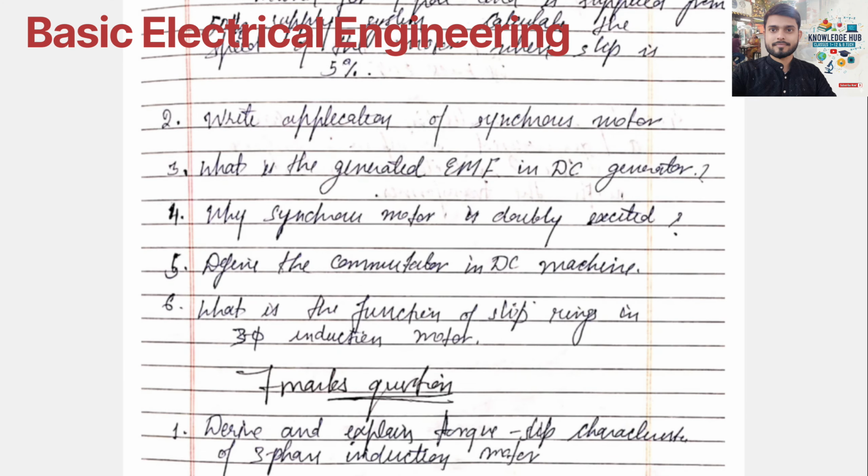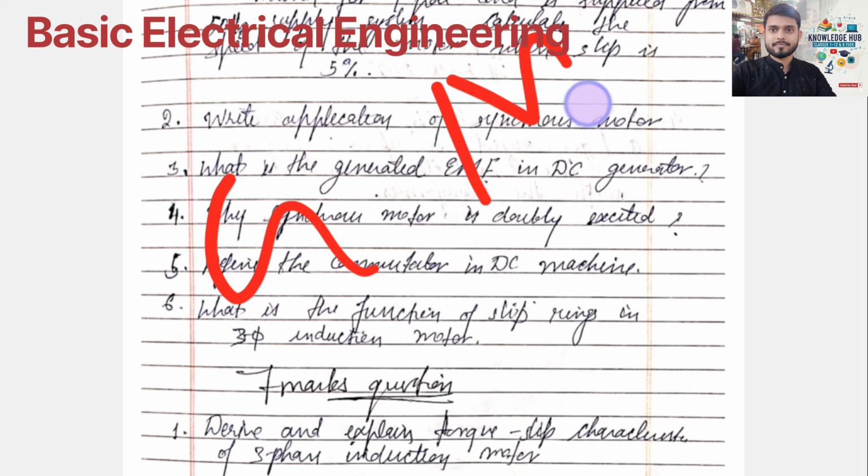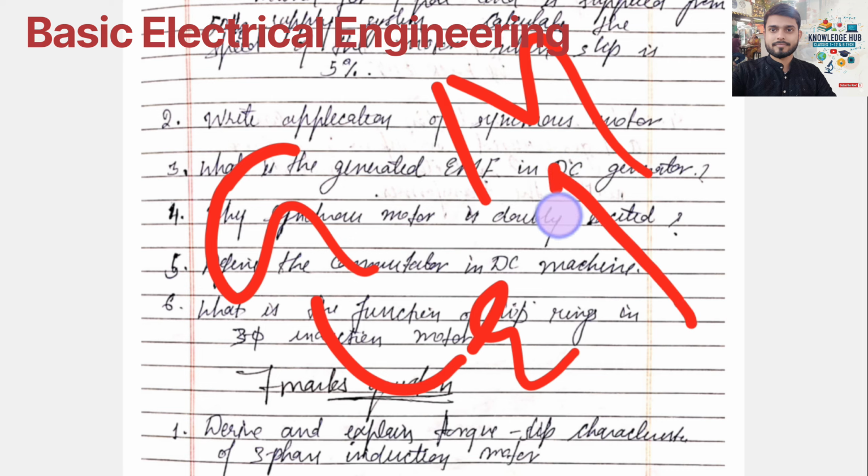Write the application of synchronous motor. There are many types of motors, synchronous motor and other motors. This is one of the applications of synchronous motor. What is the generated EMF for a DC generator? Basically, there are two, generator and motor. Generator produces electricity, motor uses it.